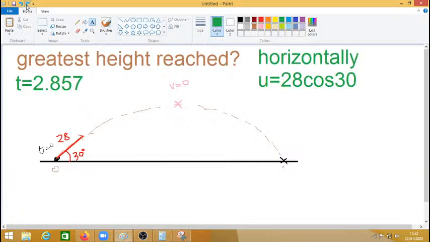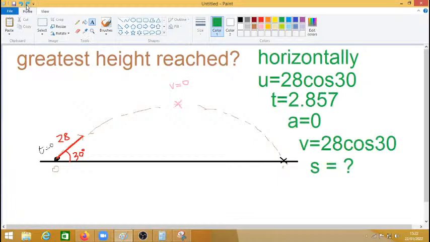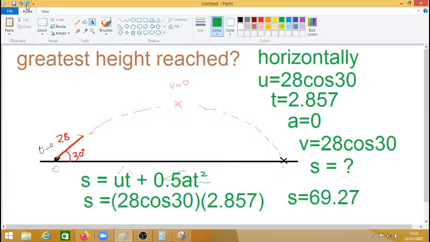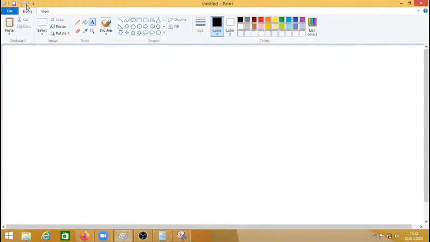Then we looked at it horizontally and we're saying the initial velocity is 28 cos 30 now because we're horizontal. Time, acceleration, final velocity we all know. The only thing we don't know is the distance. So we use the formula S equals ut plus half at squared. All the numbers went in and it was a very easy calculation to get 69.27.